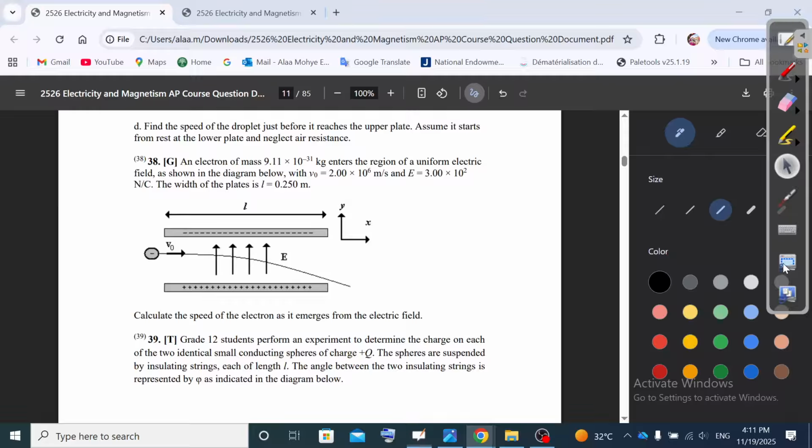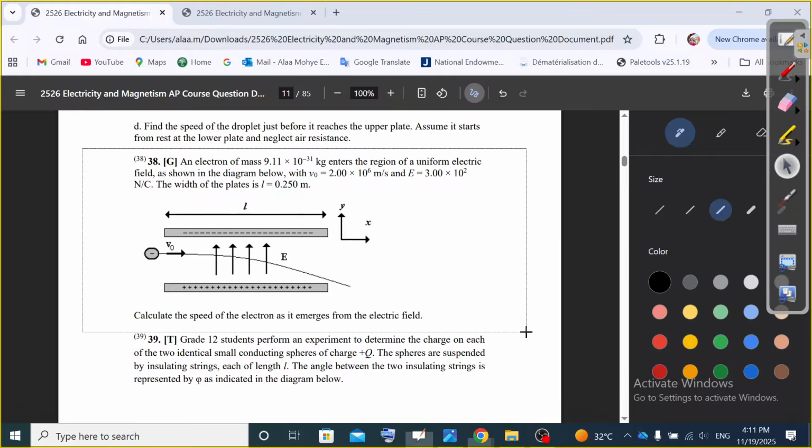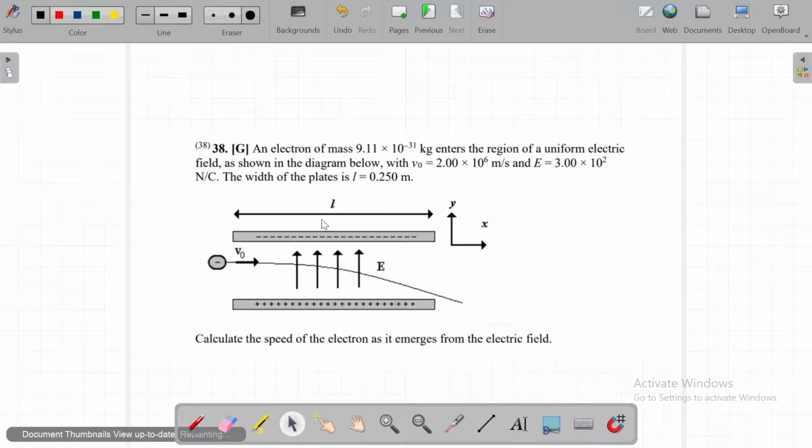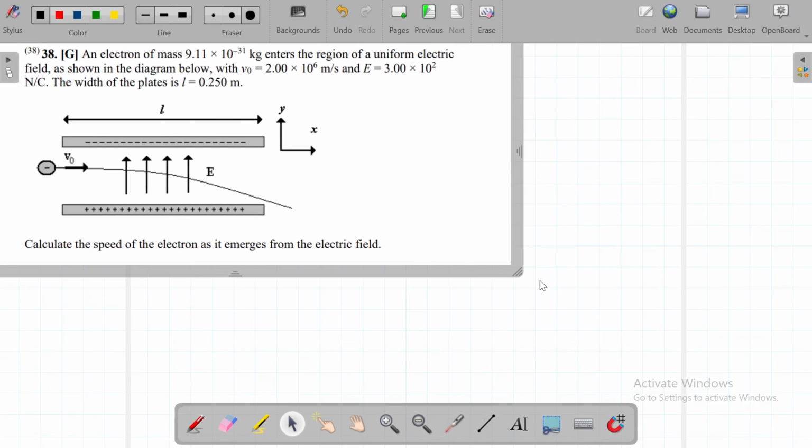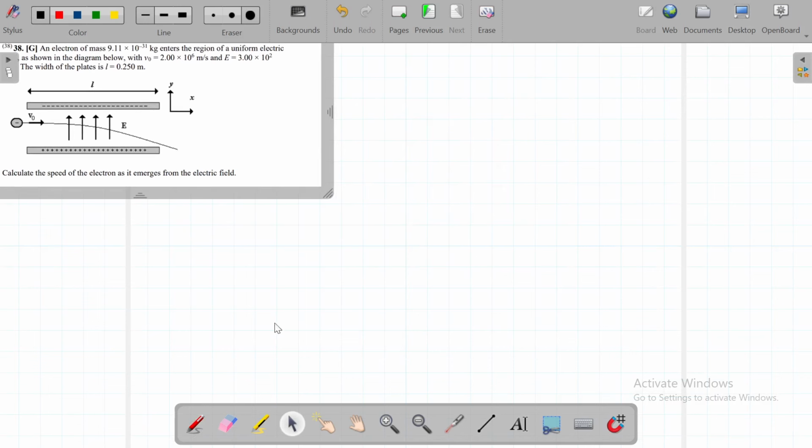Going on to this question, let's just bring it on to the open board. I don't understand why these questions are grids. It's not a problem. Okay, an electron of mass whatever.